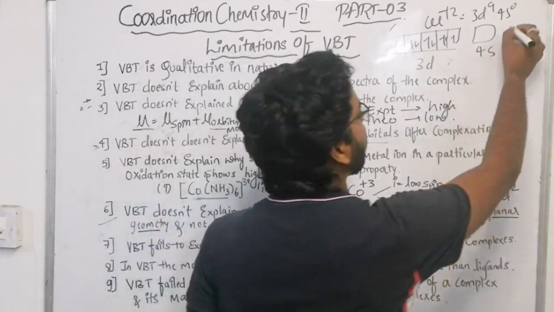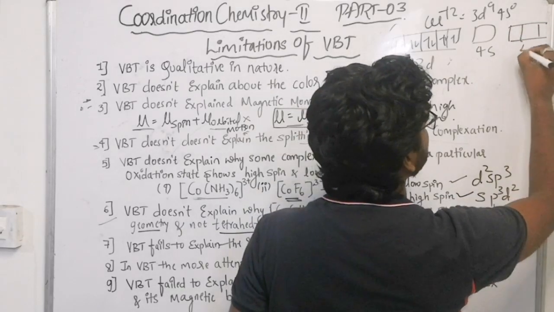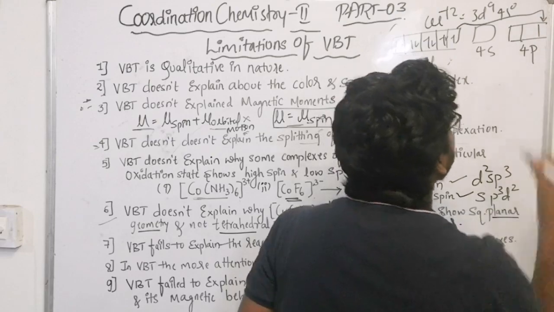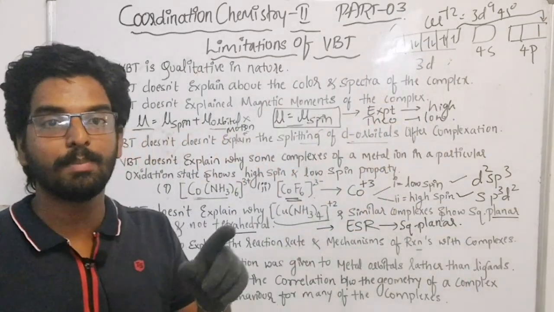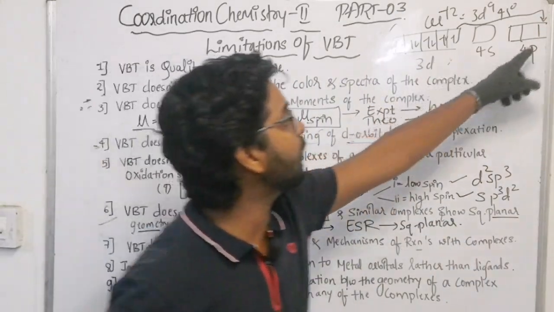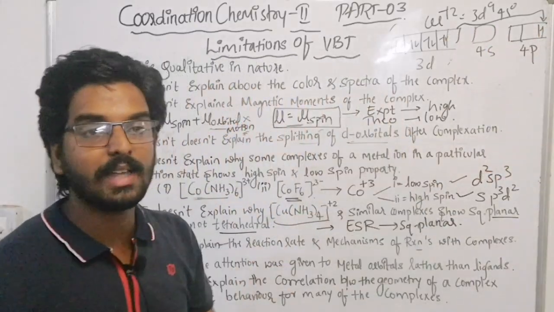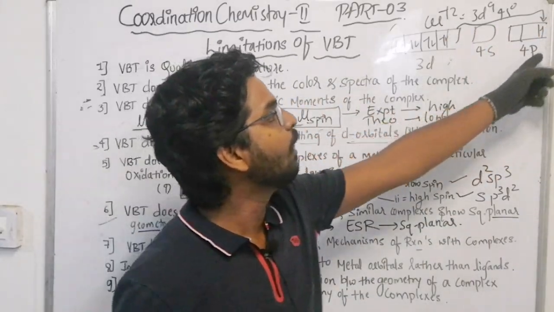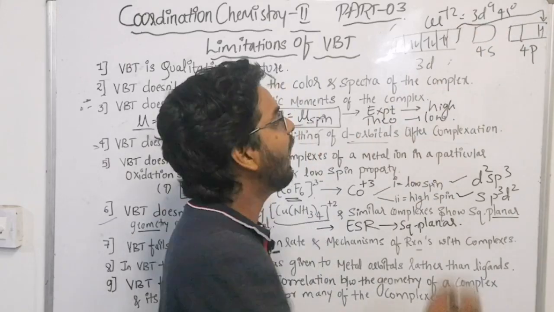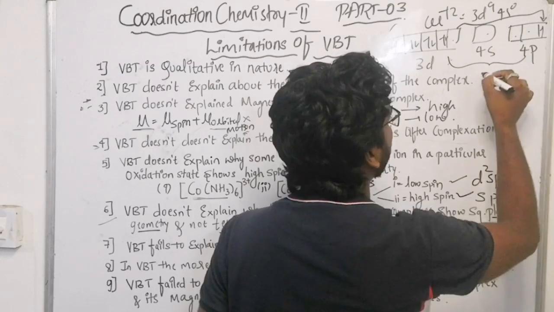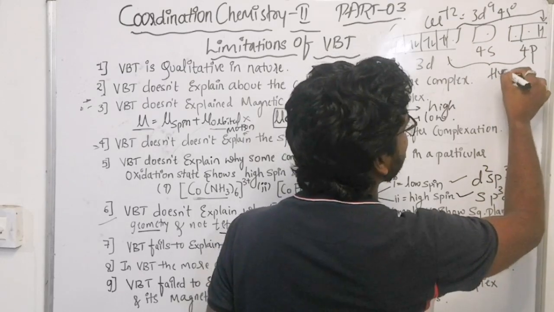So what VBT explains is, this is 4p, this electron will jump to one of the p orbitals, that means it goes to one of the 4p orbitals. The electron excites from the 3d orbital to the 4p orbital, and these 1, 2, 3, 4 orbitals are involved in hybridization. That means what?